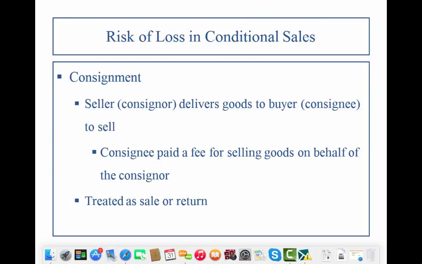The question is, what happens if that diamond ring is damaged through no fault of the jewelry store? The jewelry store catches on fire. There's a theft or something like that. Who bears the risk? Unless the parties negotiate otherwise, the law treats consignment sales as a sale or return. What does that mean then? I'm testing you. If it's a sale or return, something we covered in the previous slide, the buyer bears the risk. And who is the buyer? The jewelry store, also known as the consignee.